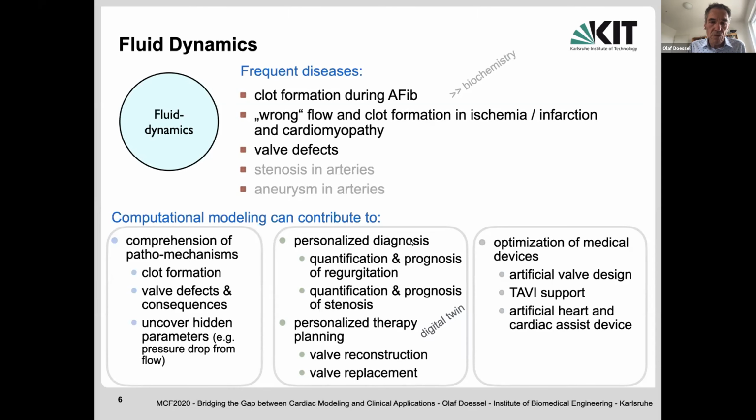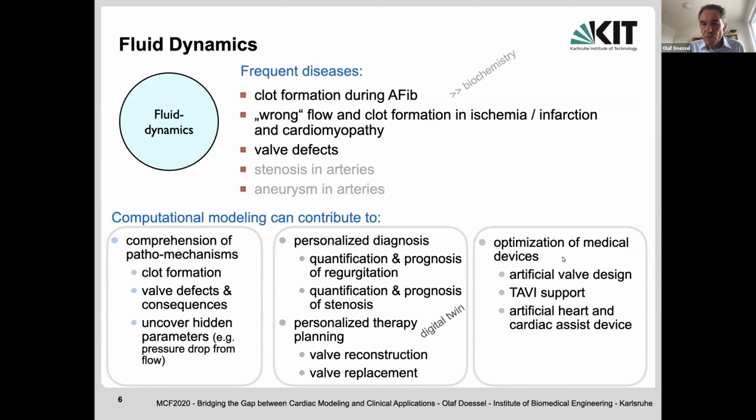We can contribute to personalized diagnosis, the quantification and prognosis of regurgitation, the quantification and prognosis of stenosis in the valves is a very important aspect. And we can contribute to personalized valve reconstruction or valve replacement. And we have heard about this in a talk by Francesco Migliavacca, and also Ivan Fumagalli had a talk here in this workshop on the image-based personalization of these models of the valves.